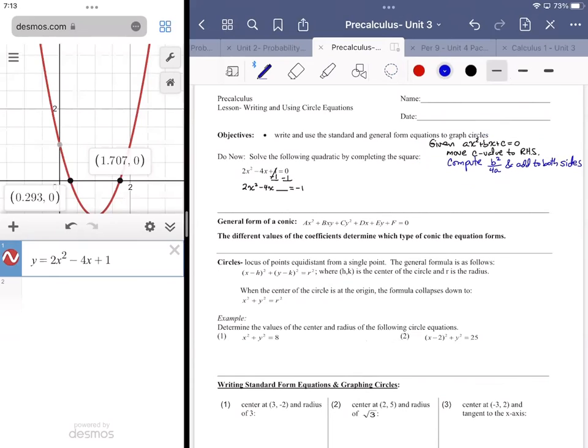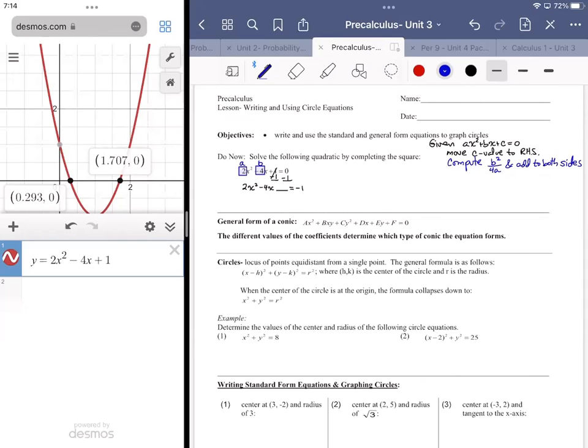Compute b squared over 4a and add it to both sides. All right. So remember, in a quadratic, if it's in the general form, it's ax squared plus bx plus c, whatever the coefficient is of x squared, that's going to be your a value. And so that's my a value, my b value. And then the 1 was the c value. We already took care of that.